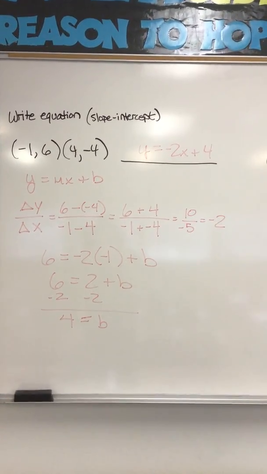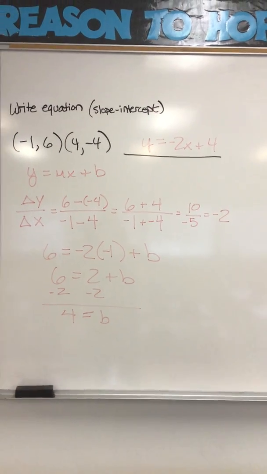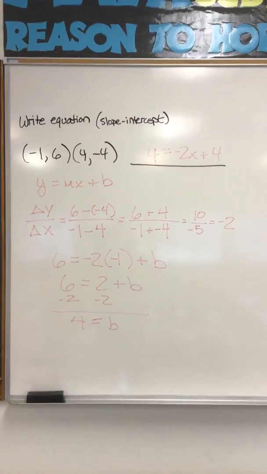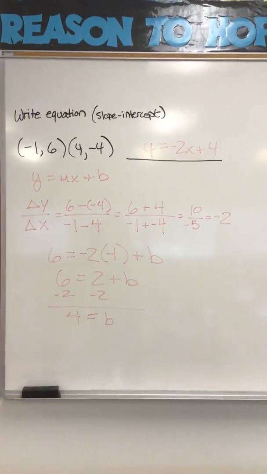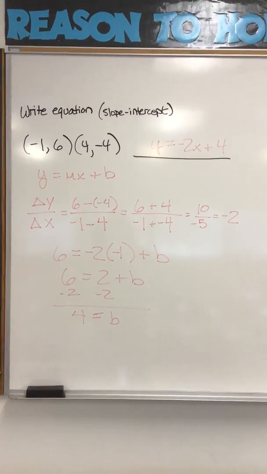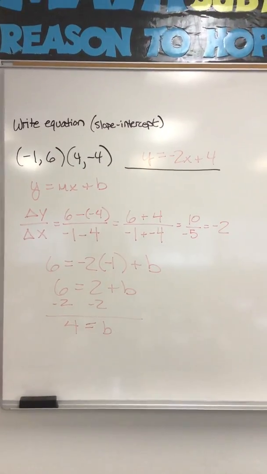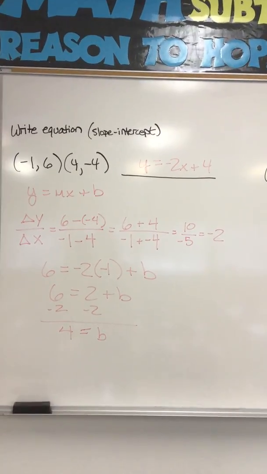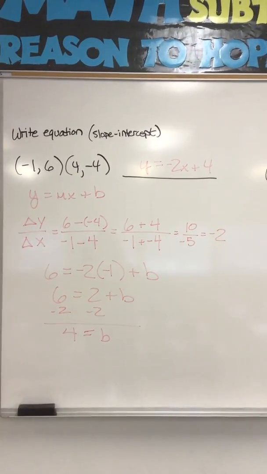Now I plug in what I know and find what I don't. 6 equals negative 2 for my m times negative 1 for my x plus b. Solve for b. b equals 4. So my answer is y equals negative 2x plus 4.